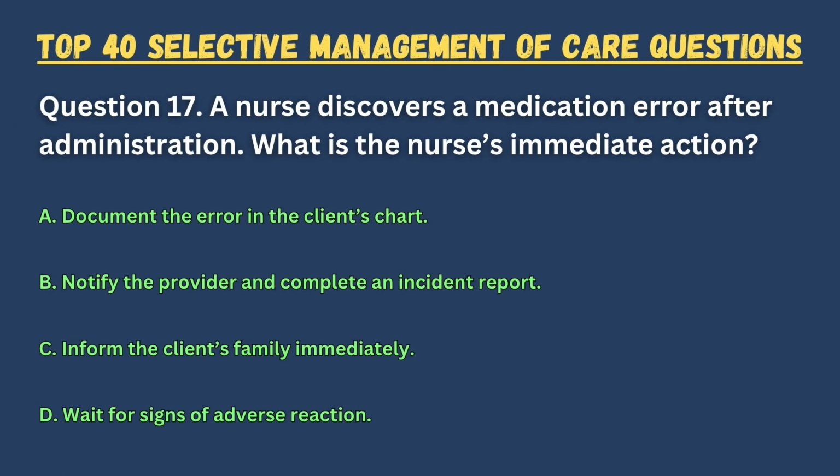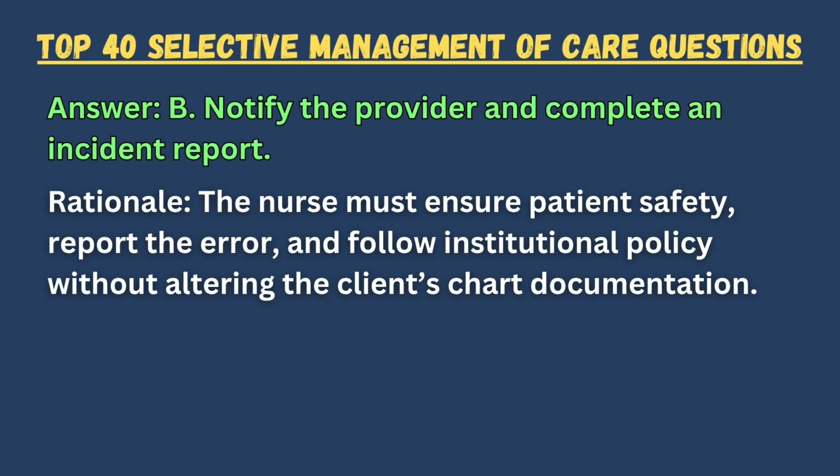Question 17. A nurse discovers a medication error after administration. What is the nurse's immediate action? A. Document the error in the client's chart. B. Notify the provider and complete an incident report. C. Inform the client's family immediately. D. Wait for signs of adverse reaction. Answer: B. Notify the provider and complete an incident report. Rationale: the nurse must ensure patient safety, report the error, and follow institutional policy without altering the client's chart documentation.